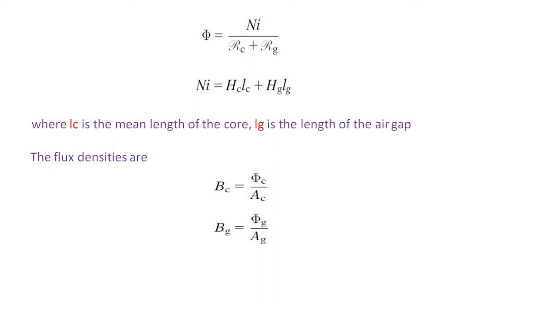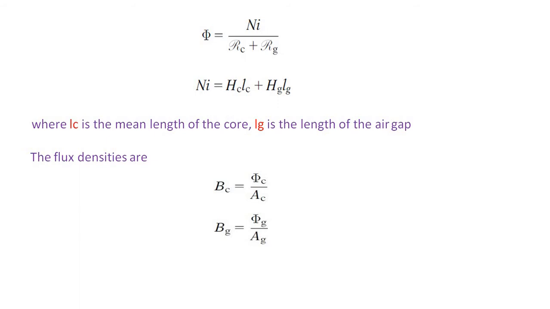That means magnetic core plus gap. Then Ni is equal to Hc Lc plus Hg Lg. That means magnetic field intensity of the core plus magnetic field intensity of the gap, where Lc is the mean length of the core and Lg is the length of the air gap. The flux density is B is equal to phi divided by A, flux by area.